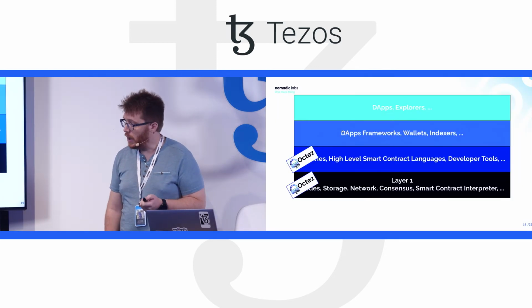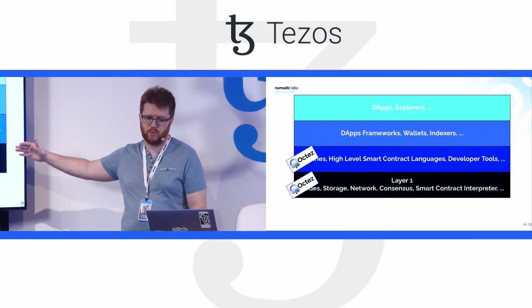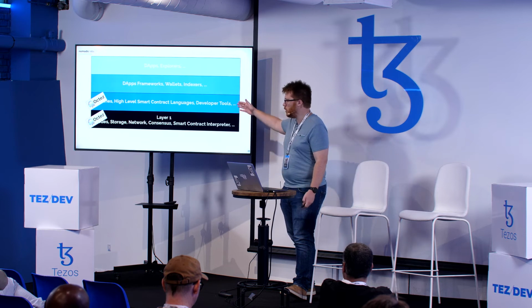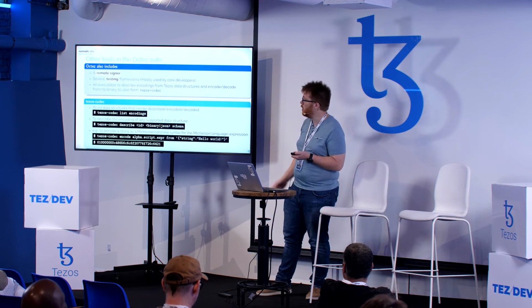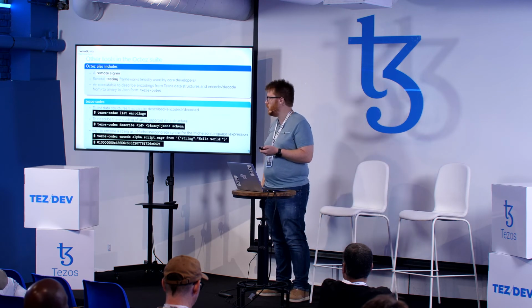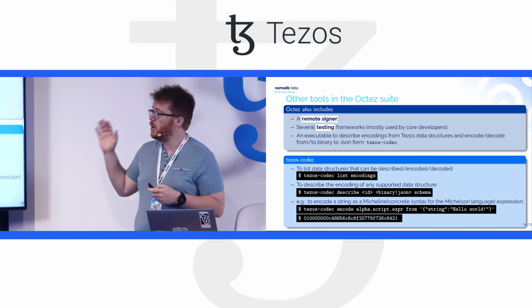So, as I said before, Octez mostly consists of tools to run the overall infrastructure, the layer 1, but we also have a few developer tools in Octez. In particular, you can find things like Remote Signer, but you can also find testing frameworks, mostly used by core developers, but you can look at them if you want to test applications and their interaction with nodes and bakers. And we also have a very specific tool that I wanted to mention today, which is Tezos Codec.